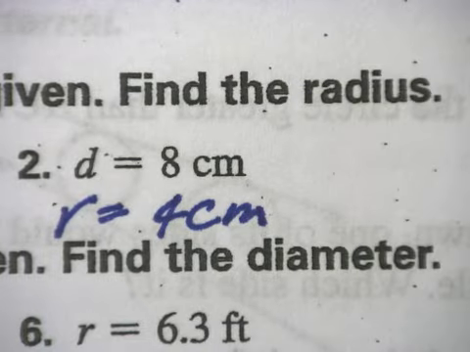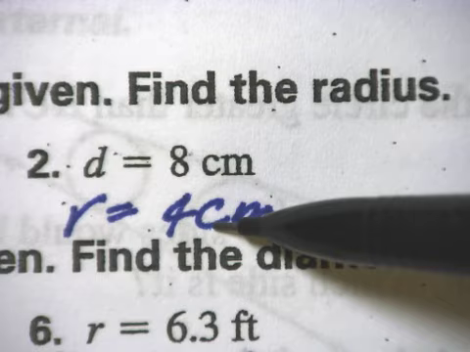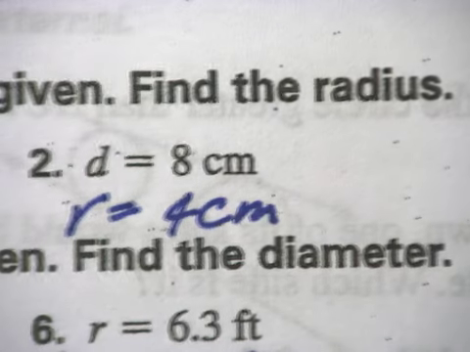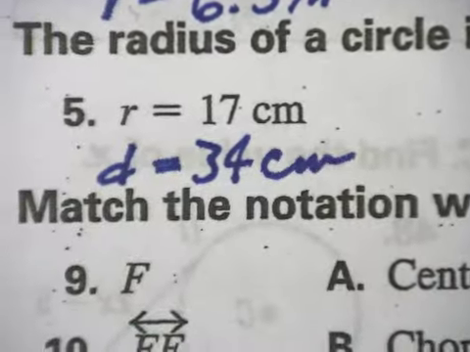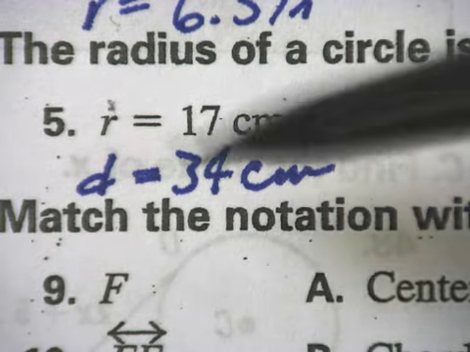For number 2, they tell us that the diameter is 8, so we know that the radius is going to be 4 centimeters because it's half of the diameter. For number 5, we're going in reverse. For number 5, they're giving us the radius and they're asking us for the diameter.